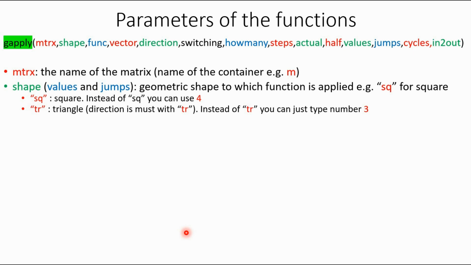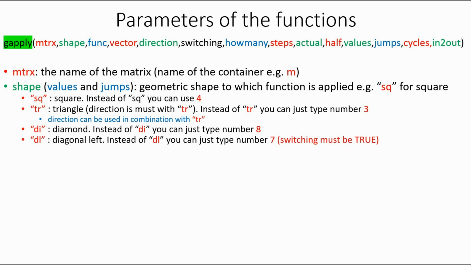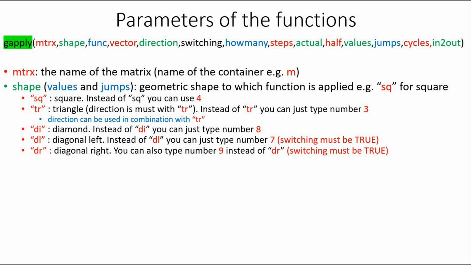One thing must be remembered here is that direction is a must with TR. Direction can be used in combination with TR. The next argument you can use is DI, which stands for diamond. Instead of DI, you can also type number 8. The next argument you can use in the shape parameter is DL, which stands for diagonal left. Instead of DL, you can also just type number 7. Remember, switching must be true in case of DL as well as in case of DR.